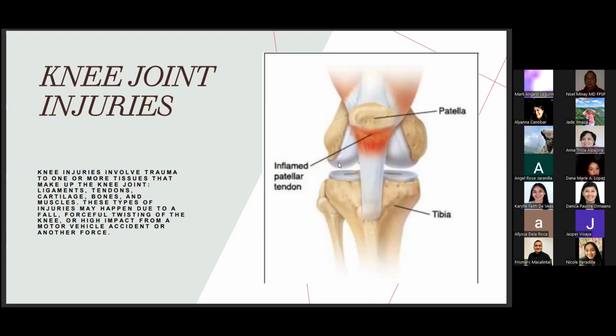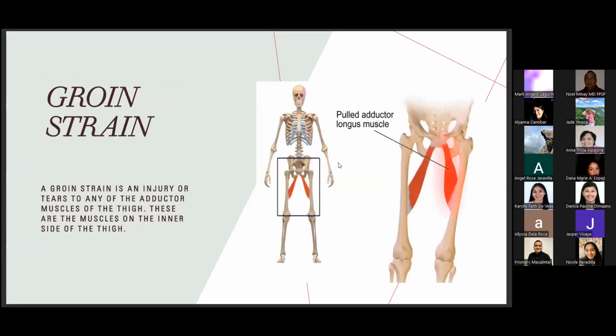Next is groin strain. A groin strain is an injury or tear to any of the adductor muscles of the thigh. These are the muscles of the inner side of the thigh.